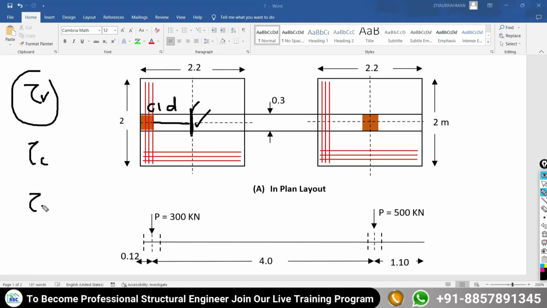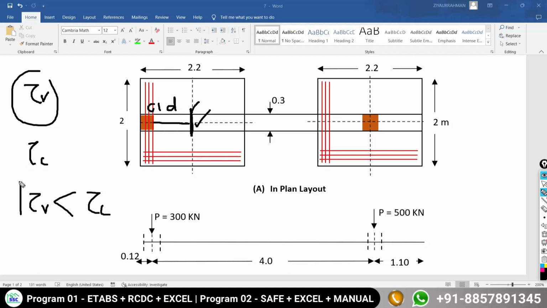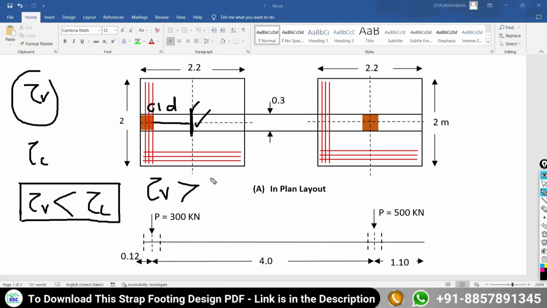If we are getting the nominal shear less than the critical capacity, then we are going to say that for the beam it is not needed to design the shear reinforcement. But in a situation where we are getting the nominal shear more than the critical shear, in that situation we need to design the beam for shear. We need to provide the shear reinforcement.